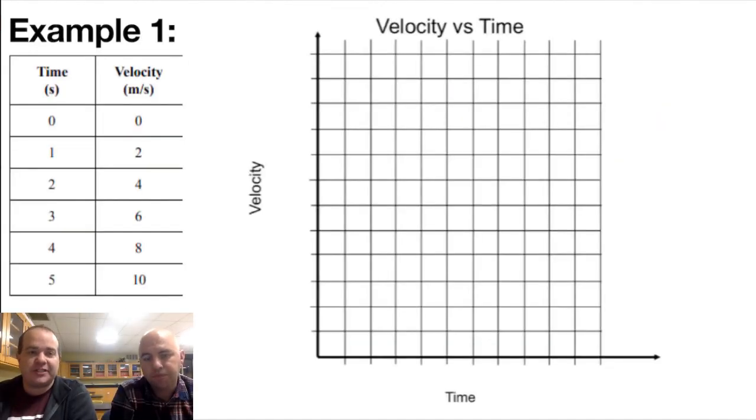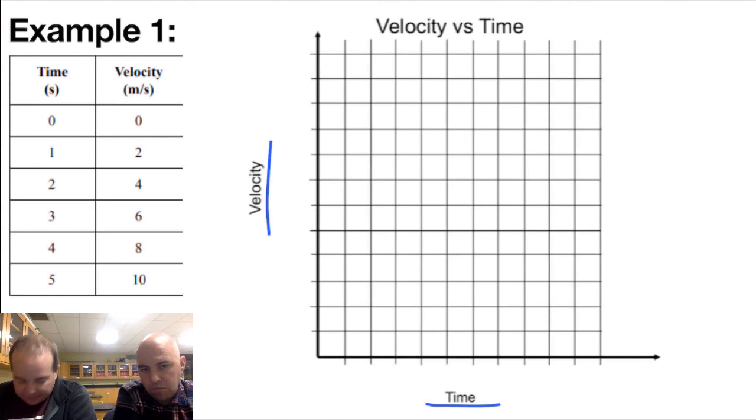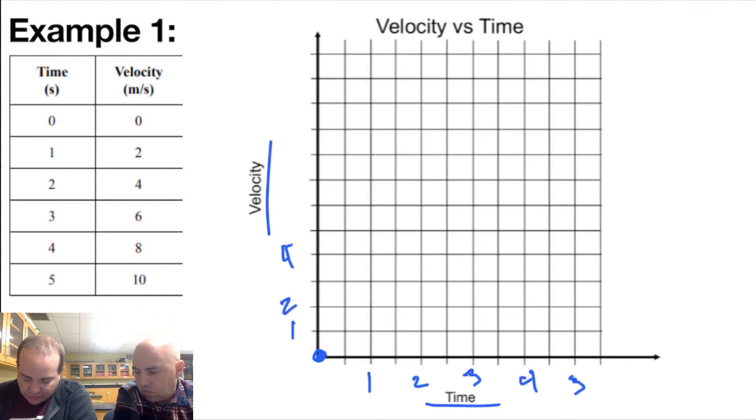So here's our first example, guys. Make sure we have velocity on this side, time at the bottom, and then this is just a matter of graphing our points. We have 0, 0 down here. We have 1, 2. We'll go every second one down here on the bottom, and then we'll just go by ones: 4, 6, 8, and 10. So we have 0, 0; 1, 2; 2, 4; 3, 6; 4, 8; and 5, 10.